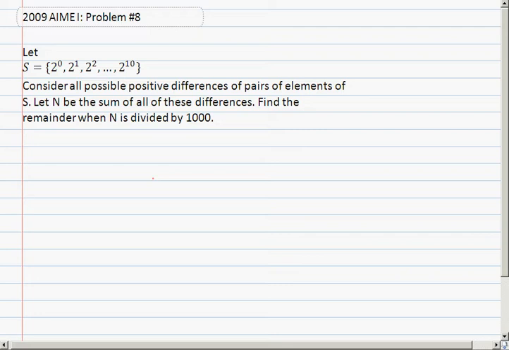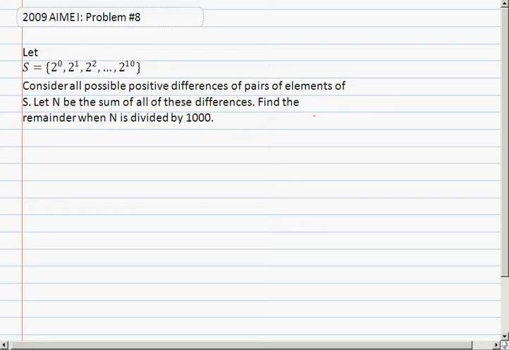Today we are going to look at 2009 AIME I problem number 8. Let S equal the set 2 to the 0, 2 to the 1, 2 to the second, all the way to 2 to the 10th. Consider all possible positive differences of pairs of elements of S. Let n be the sum of all of these differences. Find the remainder when n is divided by 1000.